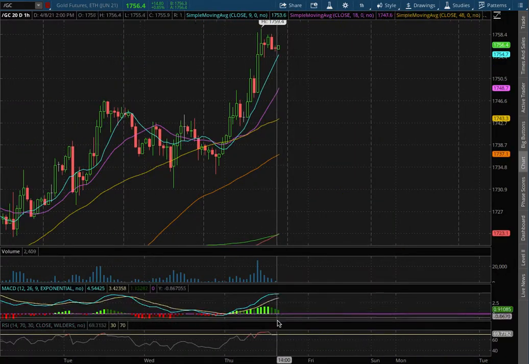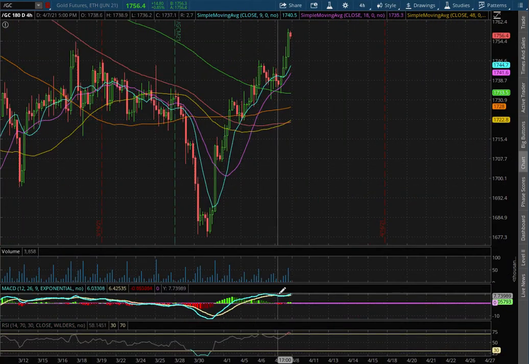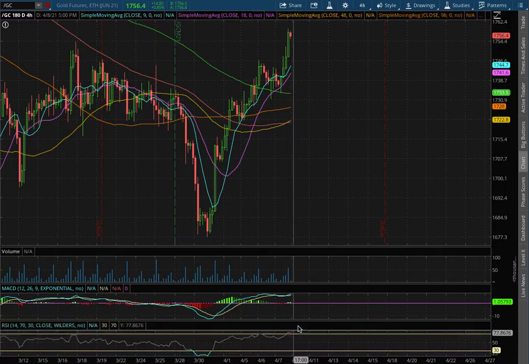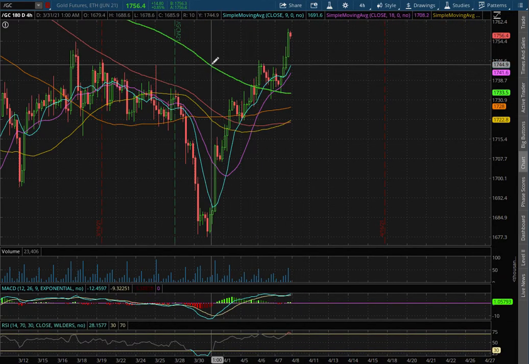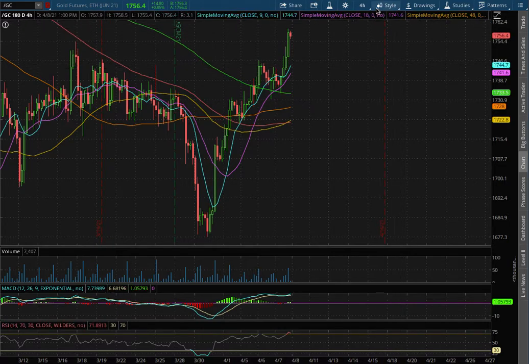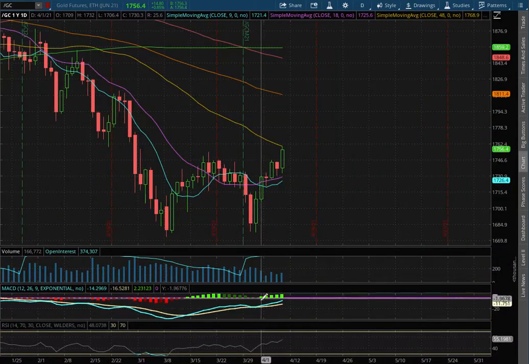We remain in positive MACD and slightly off of overbought levels with the RSI. With the 4-hour chart, we remain in positive MACD and at overbought condition with the RSI. We have broken above the 200 moving average, this green line, which will act as our temporary support at a price of $1,733.